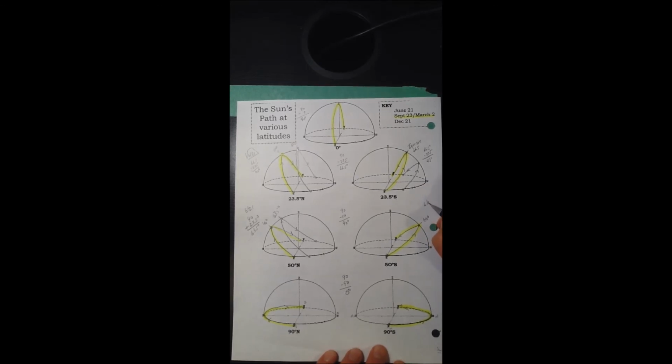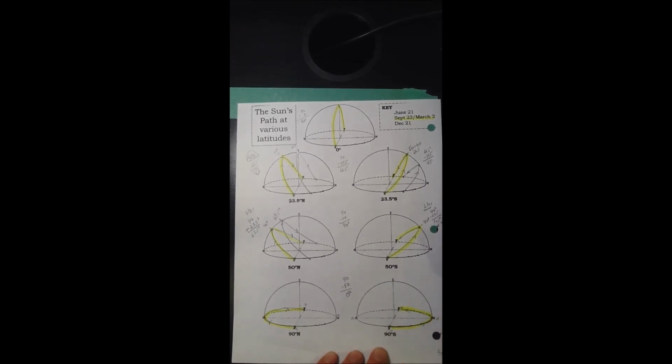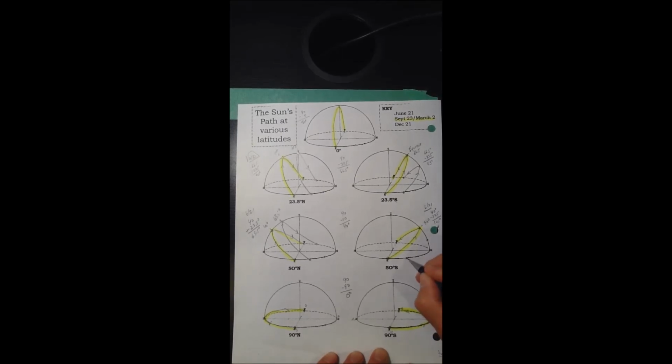For 6/21 over here, it's winter, so I go down by 23.5 degrees, and I get 16.5 degrees. 40 minus 23.5 is 16.5, so it's north of east to north of west, but now the sun's path is going to be much lower.